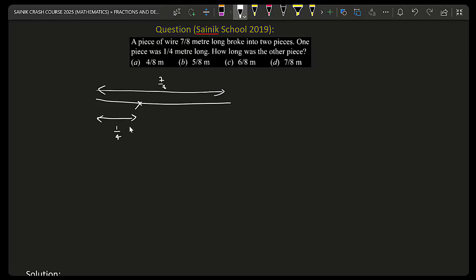Yes, Vamshika? Yes, sir. So what are they asking? They're asking the other piece length. How can you find the length of the other piece? Total length of the wire is 7/8. Yeah, we have to do subtraction. So the total length is 7/8, right? Yes, sir. And we have to subtract 1/4. Vamshika, are they like fractions or unlike fractions? Sir, unlike fractions.